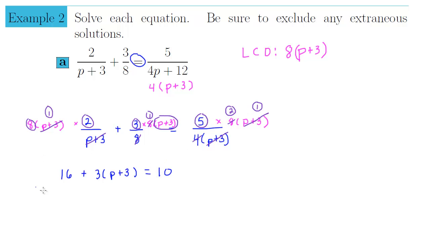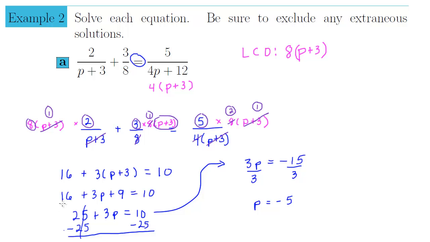Right, at this point, we have a linear equation. Okay, you need to distribute out the 3 and then isolate your variable. So let me write out all the steps for that very quick. So here's how you would solve 16 plus 3 times p plus 3 equals 10. Distribute out the 3, collect like terms. 16 plus 9 is 25. Get your numbers on one side, your variables on the other. Divide to isolate p. So in the end, you end up with p equals negative 5.